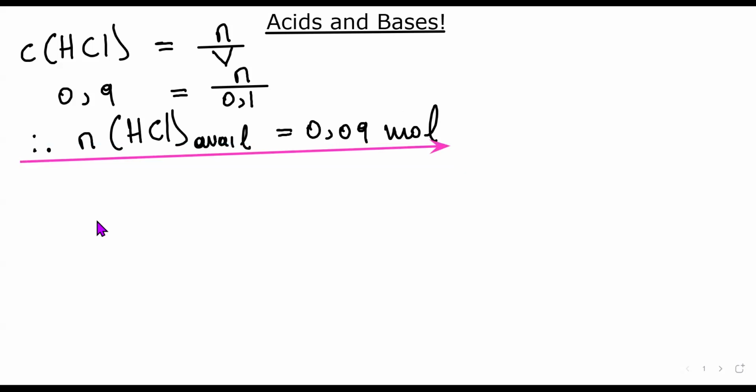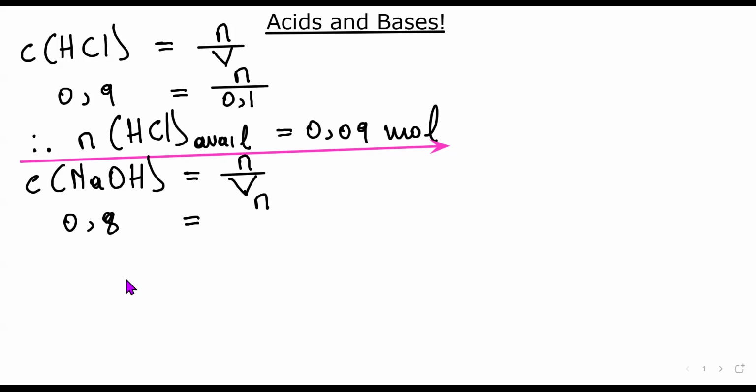Now we need to find those that are in excess. In order for us to find them, we are going to use sodium hydroxide. Once again, with regards to sodium hydroxide, we are given the concentration. So we define the concentration once again as the number of moles divided by the volume. The concentration of this one is 0.8. We are looking for the moles, and the volume is 25 cubic centimeters.